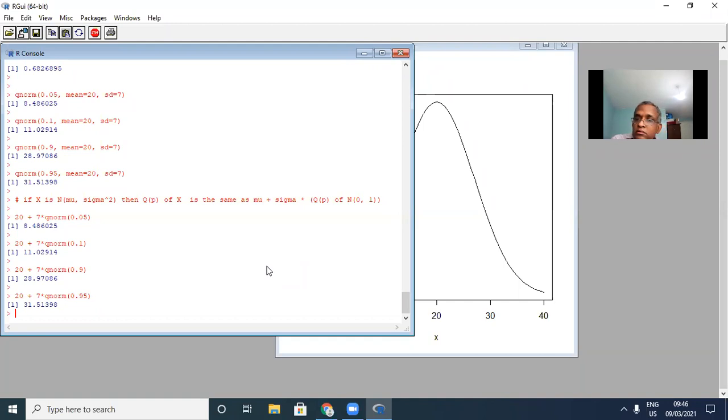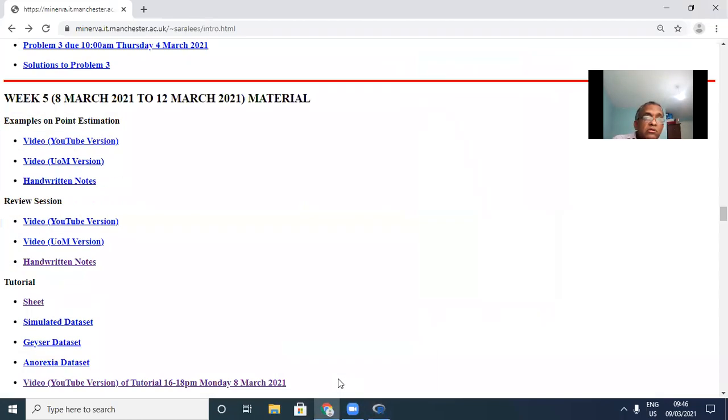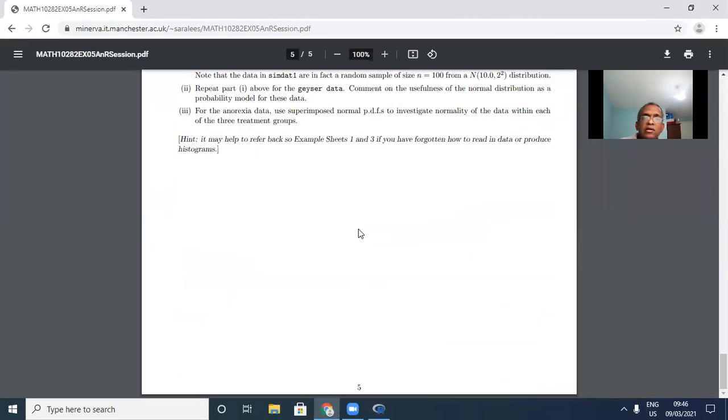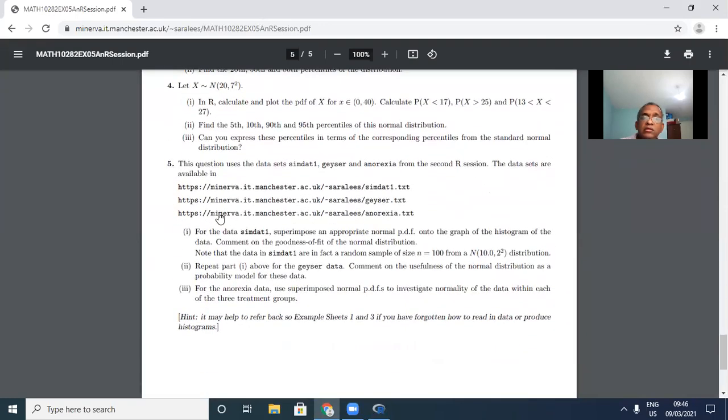I don't think I have the time to complete it, but anyway, I will try to do the first part. So let me show you. Okay, let me go to exercise. I think you have the sheet in front of you, don't you? So this is exercise 5. Exercise 5 is this one here.